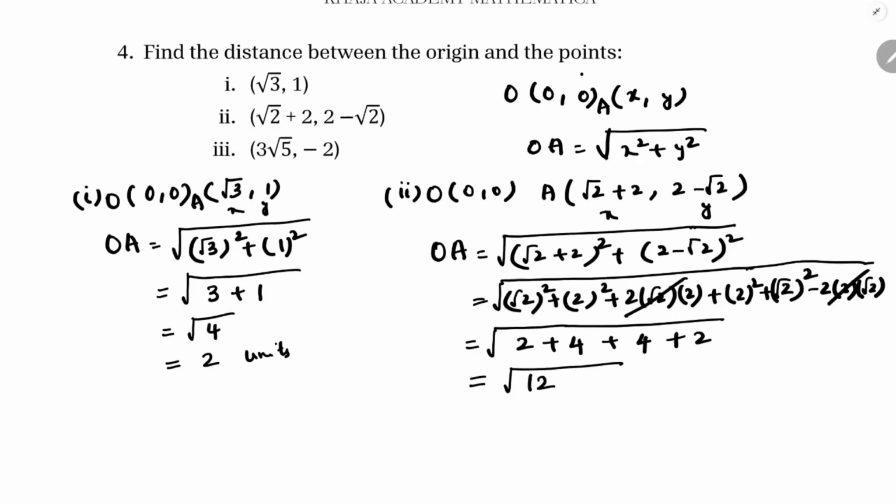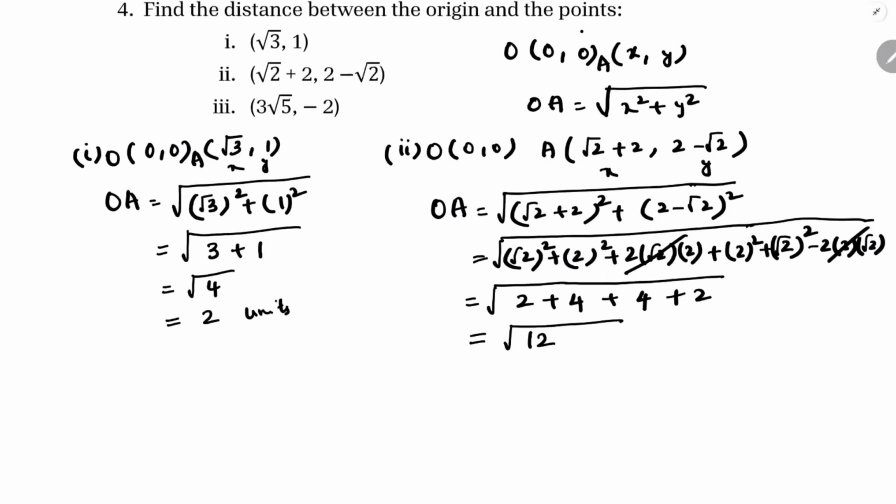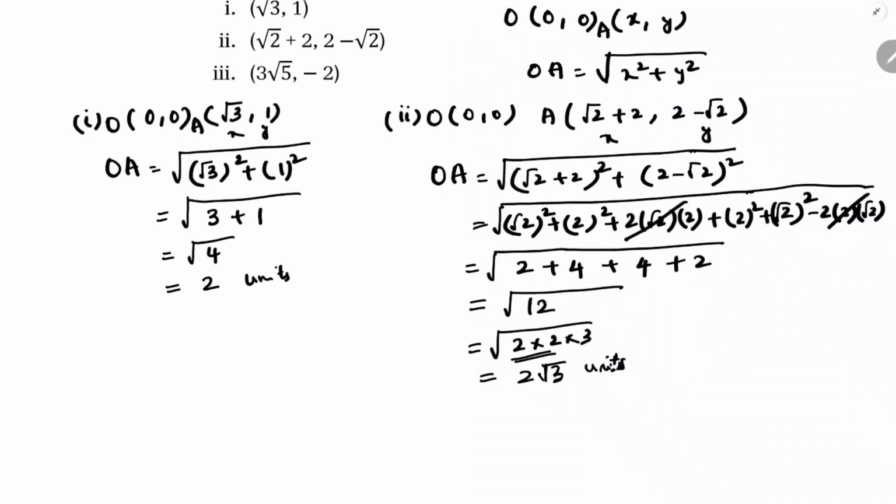See, we always need to write in simplest form. So here the simplest form will be like 2 into 3, so 2 will come out, so 2 root 3. 2 root 3 units. So in this way we need to find it.